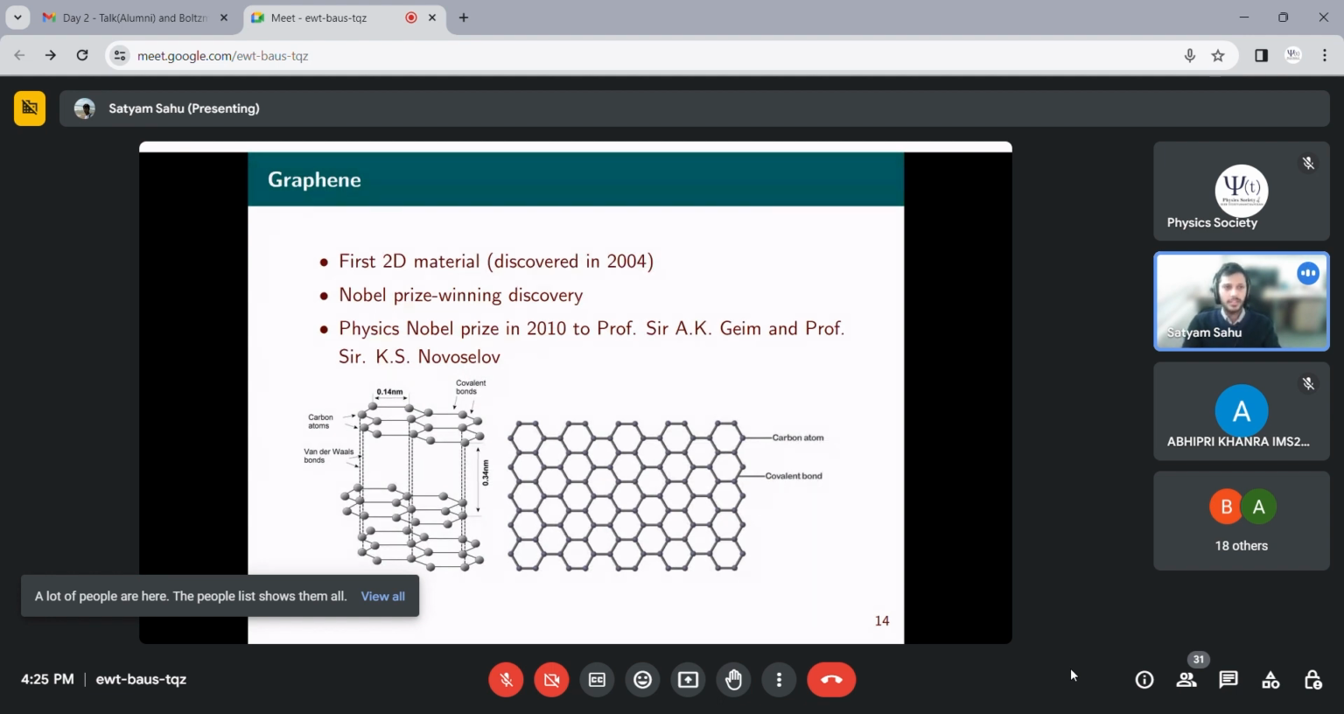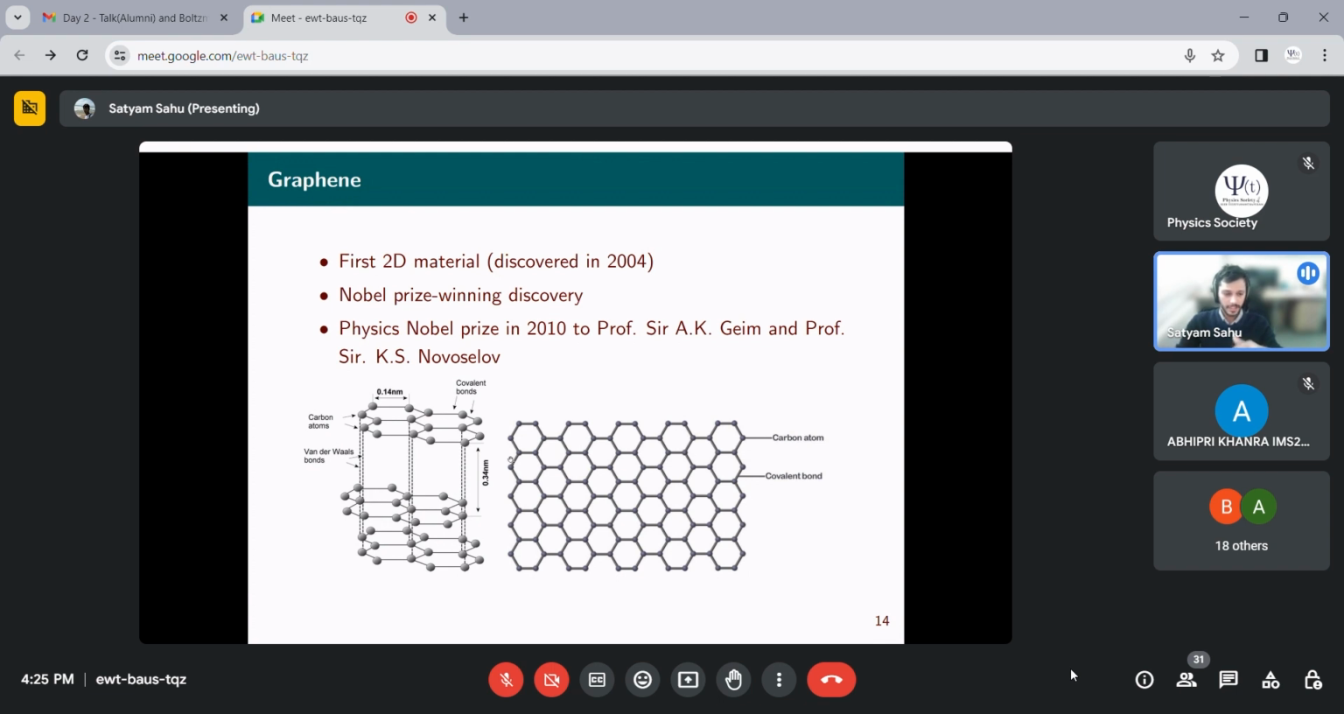So when we talk of two-dimensional materials, the first material that comes to our mind is graphene. It's just one layer of graphite, the material you use in pencils. It was the first two-dimensional material discovered, back in 2004, and it was a Nobel Prize-winning discovery: Professor Sir A.K. Geim and Professor K. Novoselov from the University of Manchester won the Nobel Prize back in 2010.